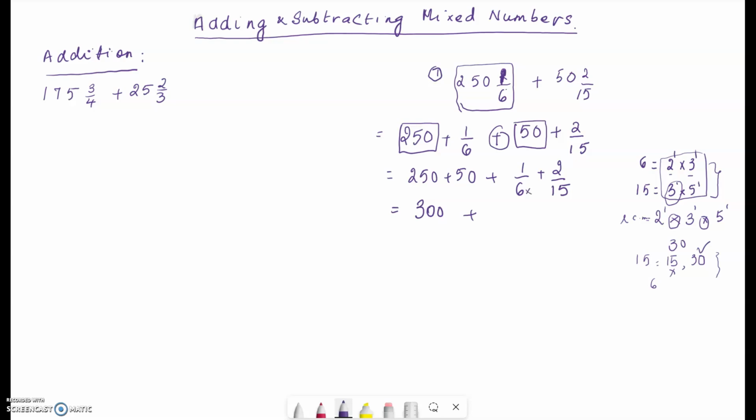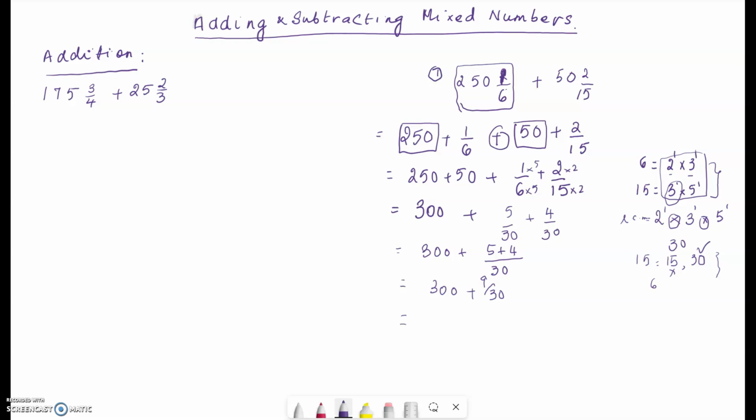So we know that 30 is a common denominator. So we have 5 over 30 plus we're multiplying both the numerator and denominator by 2, which makes it a 4 divided by 30. So this is equal to 300 plus 5 plus 4 over a common denominator of 30, which is equal to 300 plus 9 over 30.